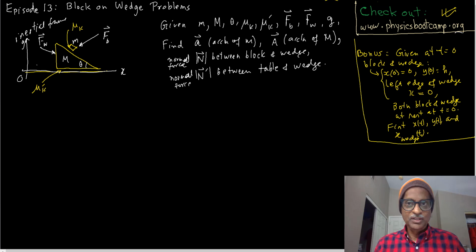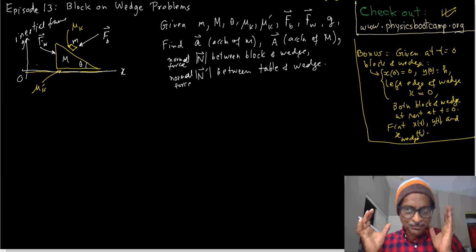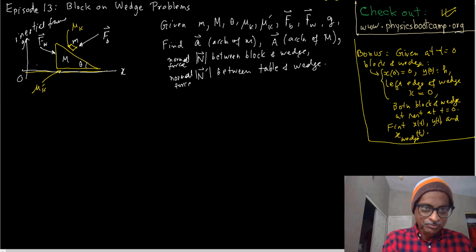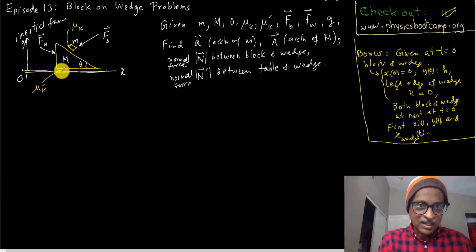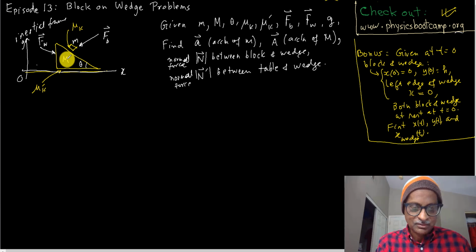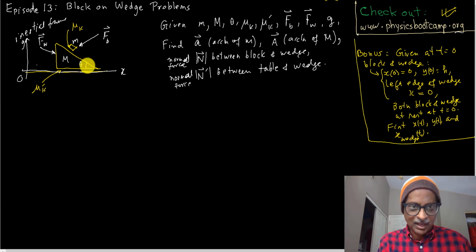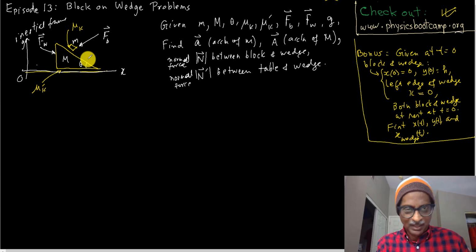Okay, you're going to enjoy this. This is a very familiar problem to a lot of people. So let's think of the mother of all block wedge problems. Both of these can slide, both the block and the wedge, and we're given the mass of the blocks, and the angle of the wedge is some angle which is fixed.